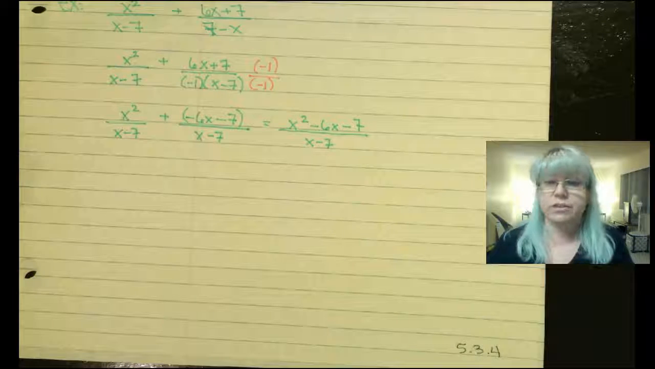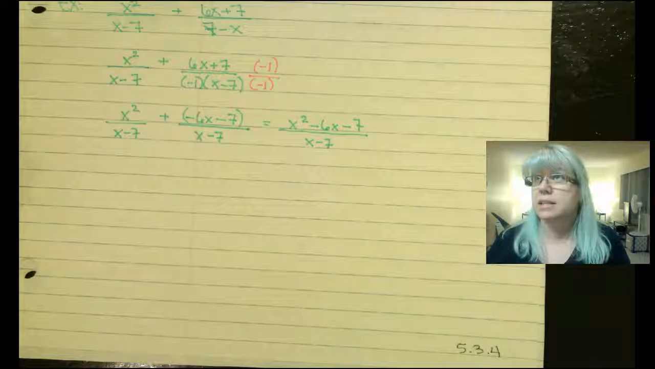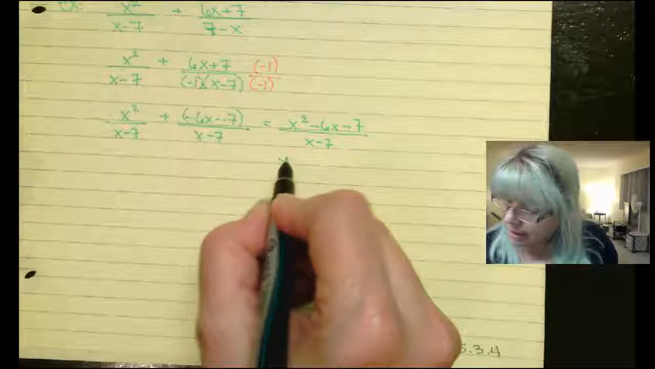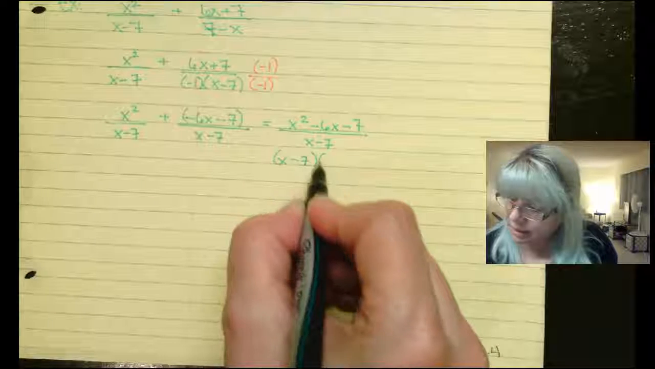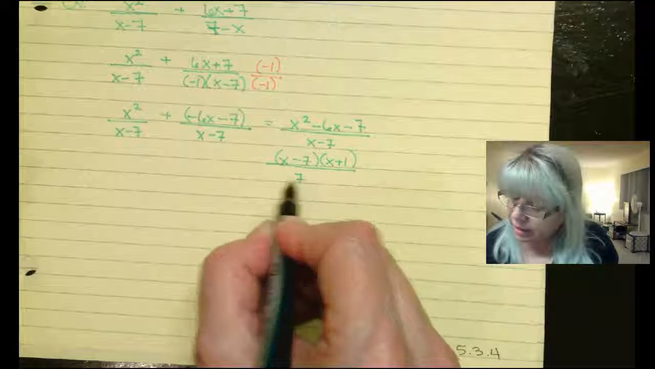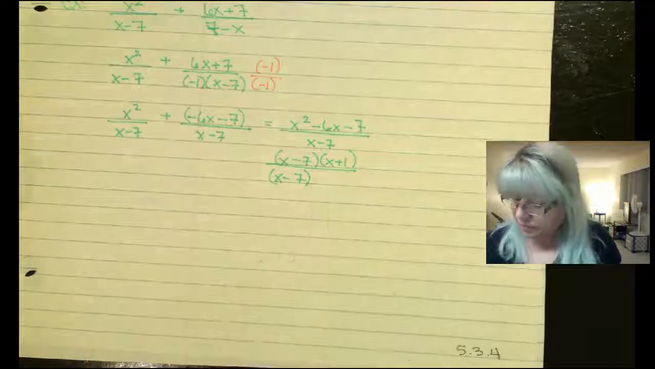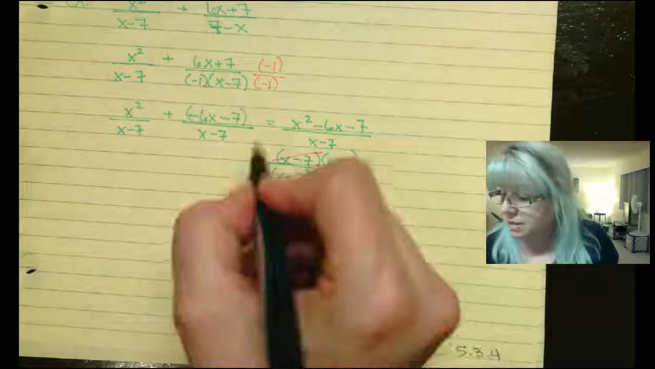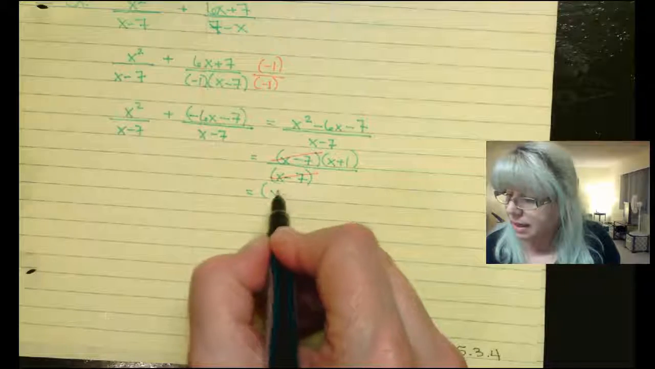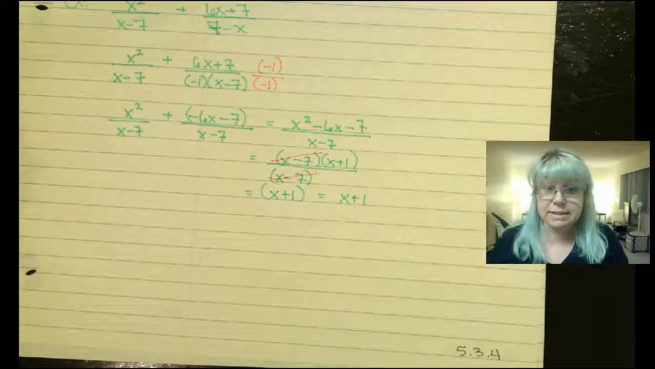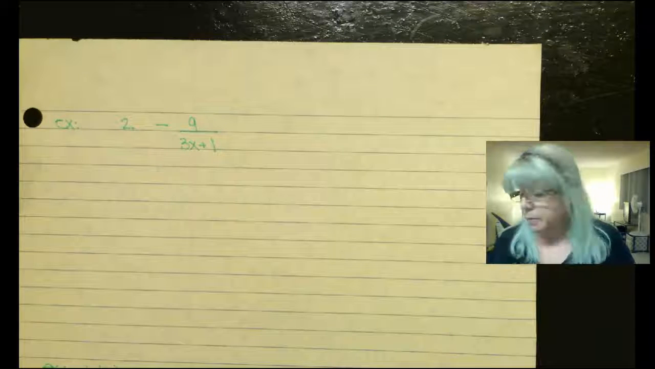Can I factor the numerator? See, 7 times 1 is 7. Yep. x minus 7, x plus 1, all over x minus 7. Okay. The x minus 7s will reduce, leaving x plus 1. No parentheses needed. Okay, just a couple more examples, and then I'll let you go on your merry way.